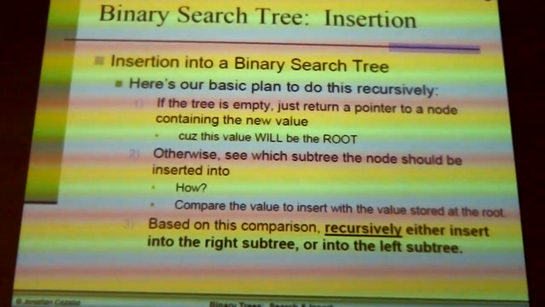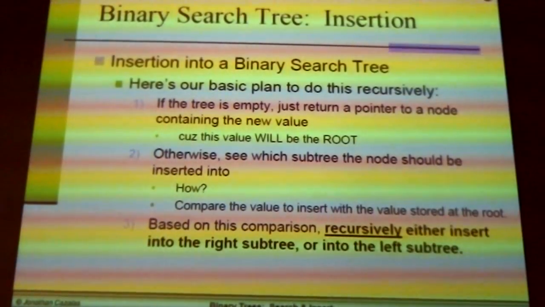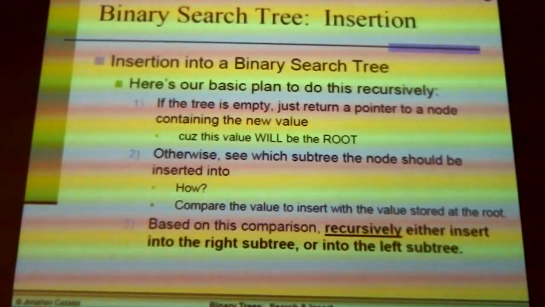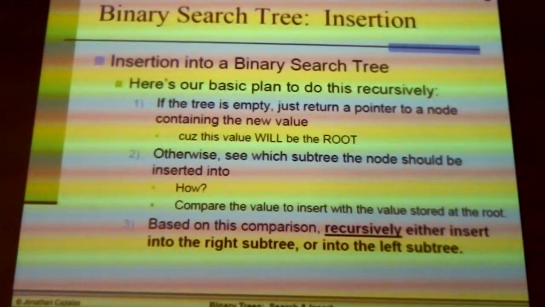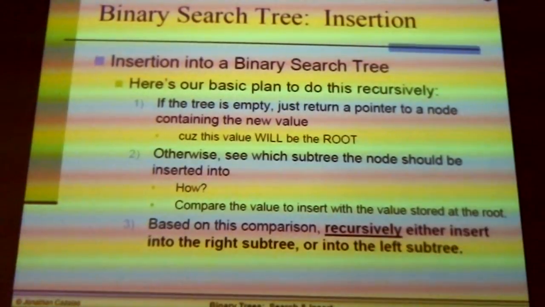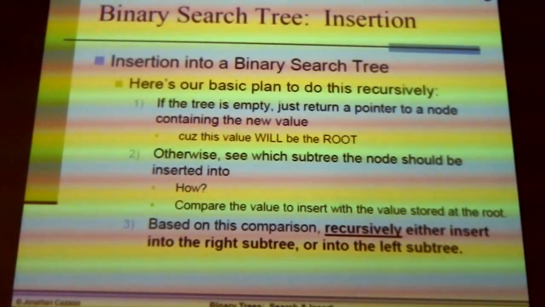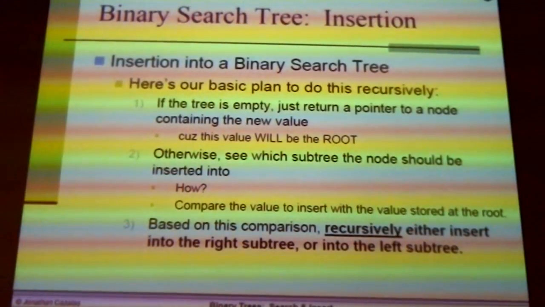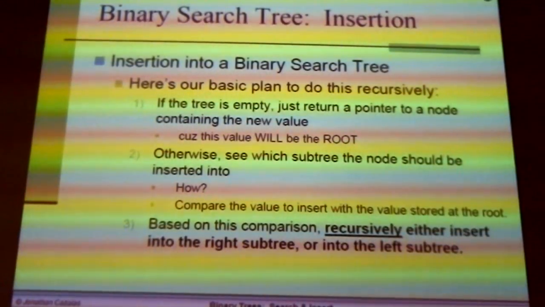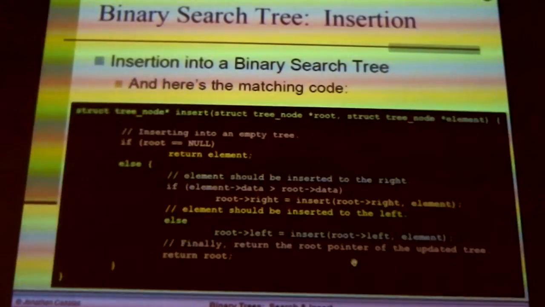So if it's empty, you just create it. If your tree is empty, just like with the linked list, when you got your data in and your head was null, then you just set it equal to that new node temp, because it was the only node in the linked list. Same thing with the tree. Otherwise, you have to figure out how to insert this guy. So how do we do that without making a huge mess out of this thing?